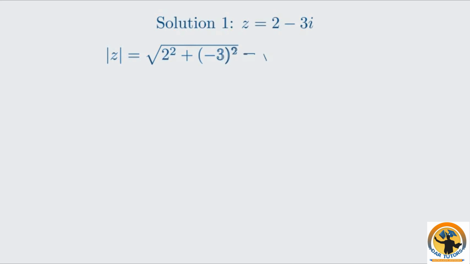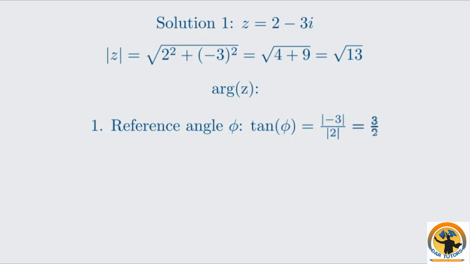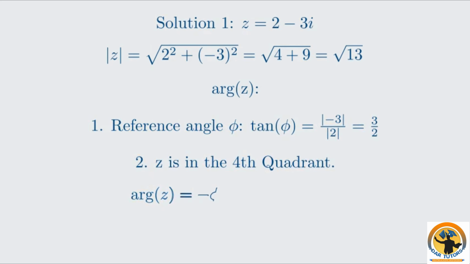Here is the solution to question 1. For z equals 2 minus 3i, the modulus is the square root of 2 squared plus negative 3 squared, which is the square root of 13. To find the argument, we first find the reference angle phi. Tan phi equals 3 over 2. Since z is in the fourth quadrant, the principal argument is negative phi. So the argument is negative arctan of 3 over 2.